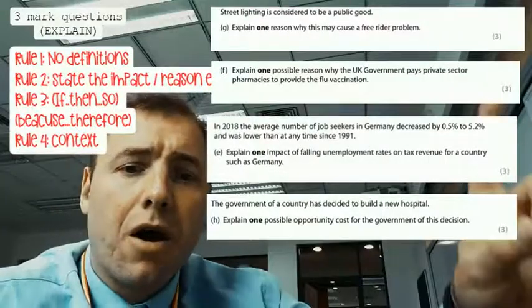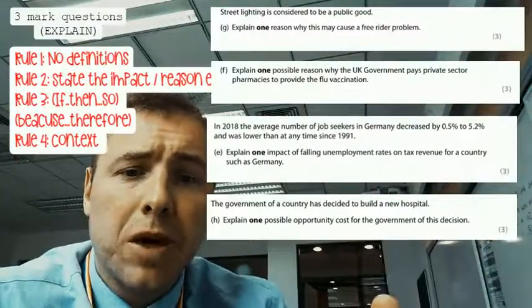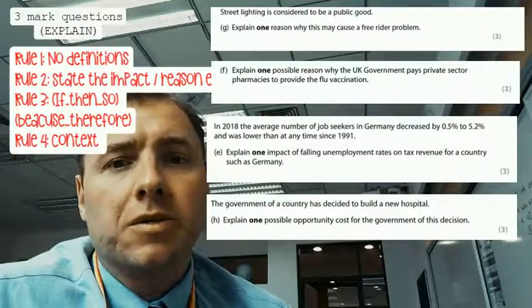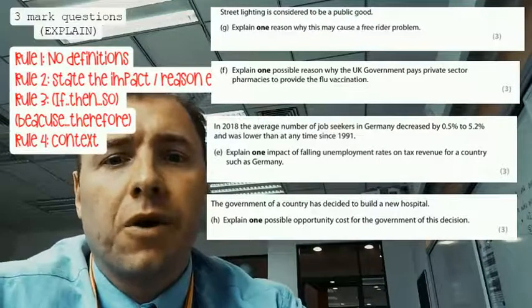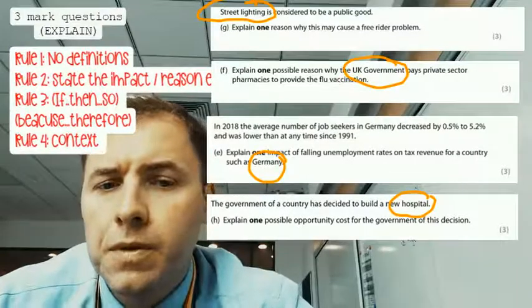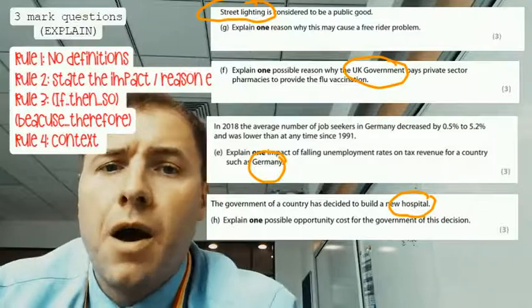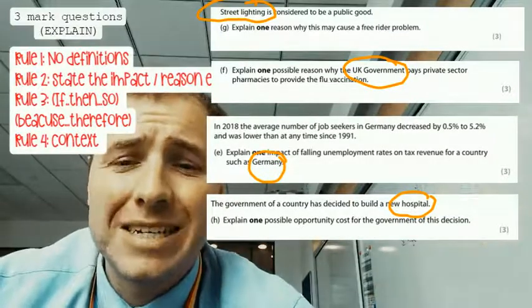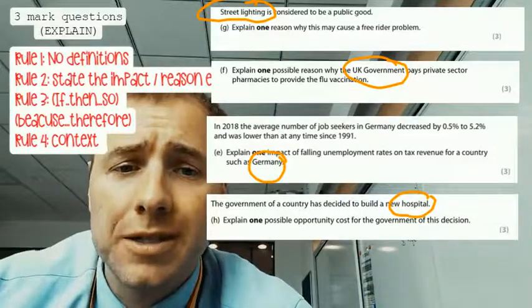So here are 4 example questions. Pause the video now and try and guess where you'll get the marks for context from. So very briefly, the first question is asking about street lighting. So the context is going to be with regards to the street lighting.